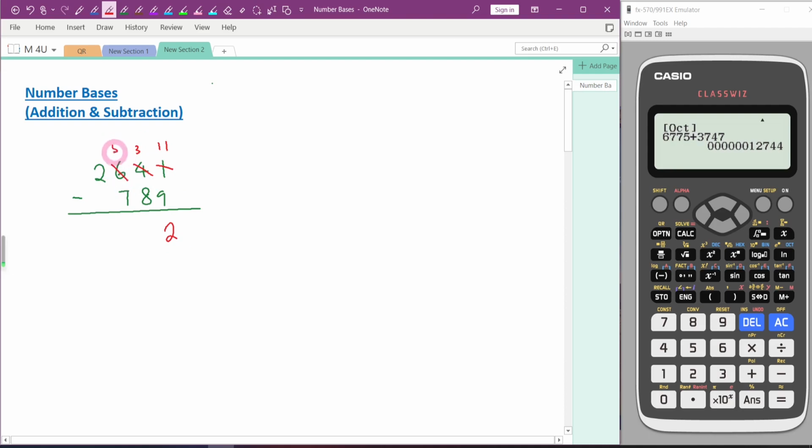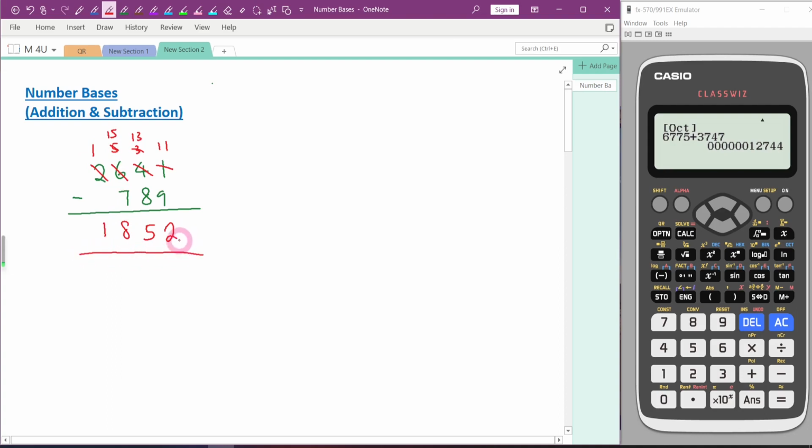So it becomes 5. This is base 10. When we borrow, we add 10 to it. So this is 3 plus 10, you get 13. 13 minus 8 is equal to 5. Okay, 5 again cannot minus 7. We have to borrow from here. Become 1. Plus 10 to it. It becomes 15, right? 15 minus 7, you get 8, and this is 1.